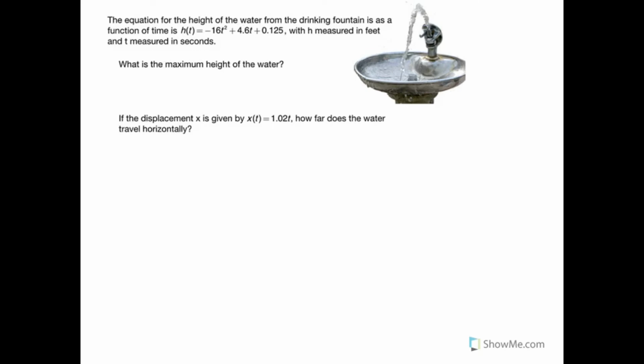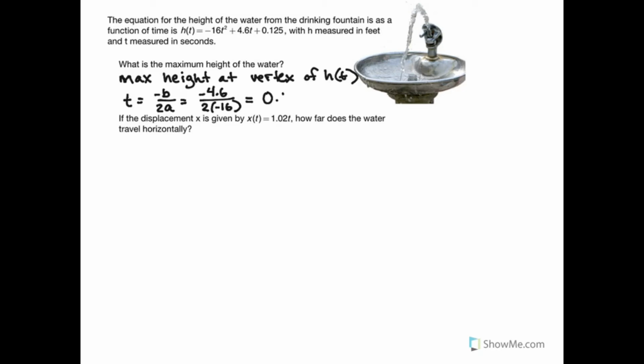Now here's a problem where the height function is given to us because the initial velocity of the water leaving the fountain is at an angle. Well, the first question asks, what is the maximum height of the water? And that's going to occur at the vertex of the height function. Well, to find the vertex, I can use the formula negative b over 2a for the t coordinate, and I get that t is equal to 0.14375.